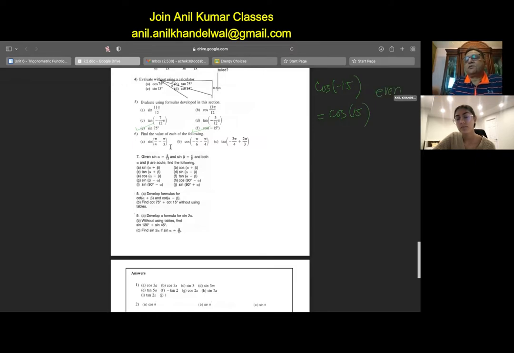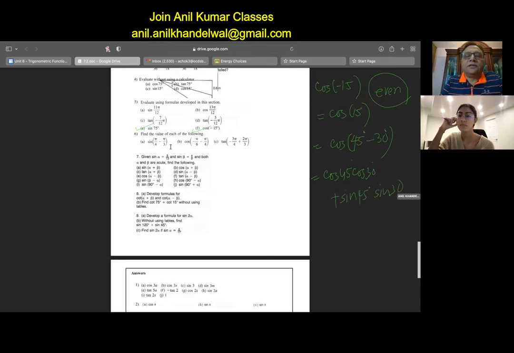It's important. So write in terms of related acute angle. Cos minus 15 is cos 15. And how do you get cos 15? 45 minus 30. And now you can expand using the cosine formula, which is cos A cos B plus sine A sine B. And you know the special triangles, substitute the values, calculate the answer.